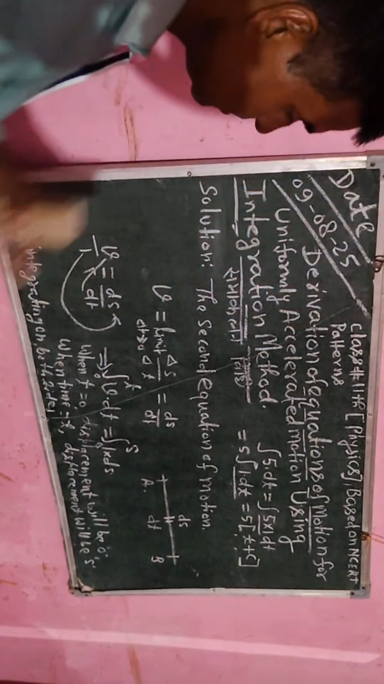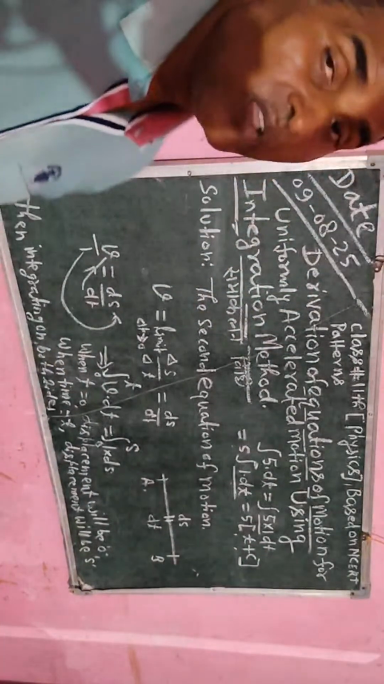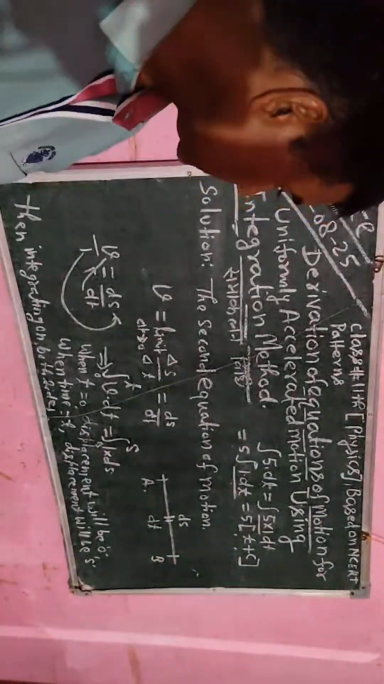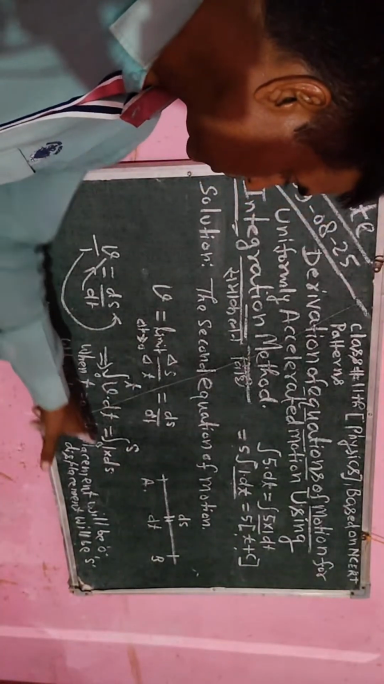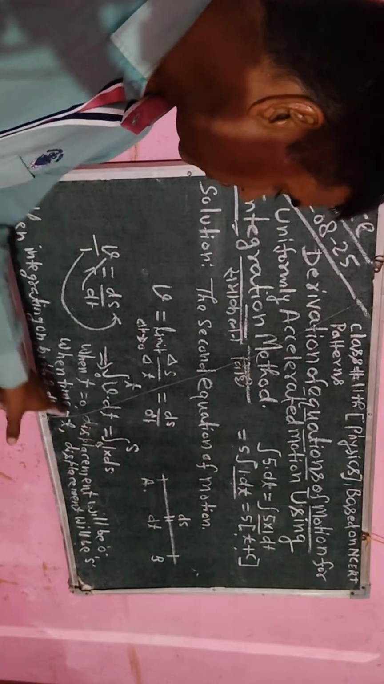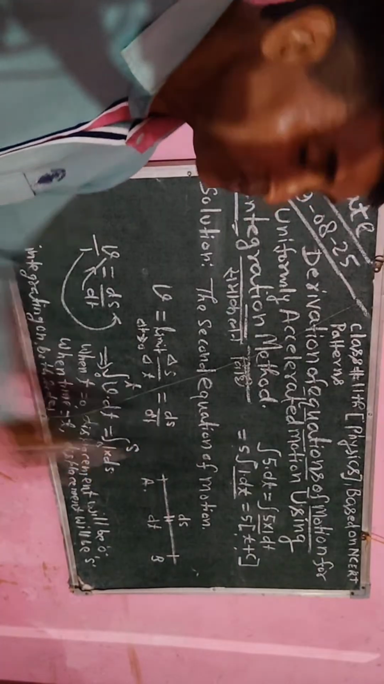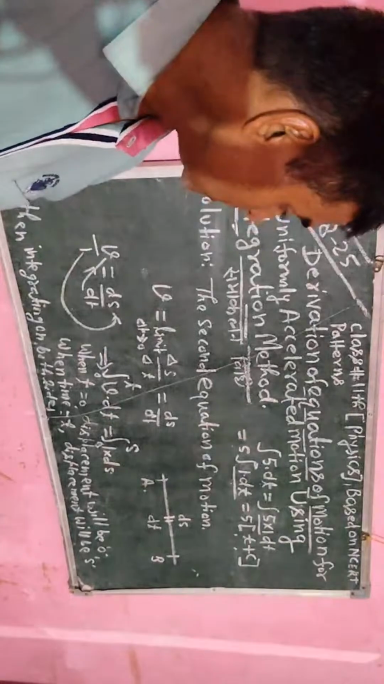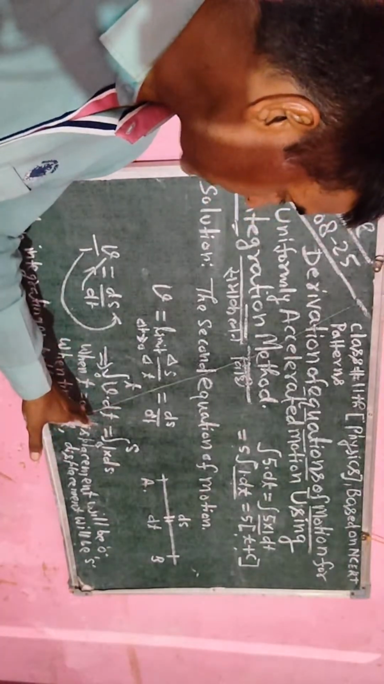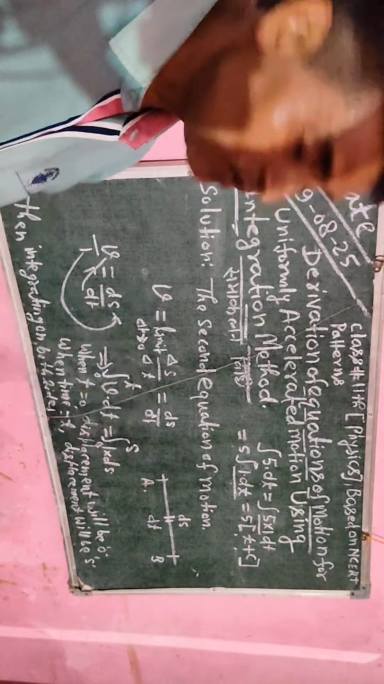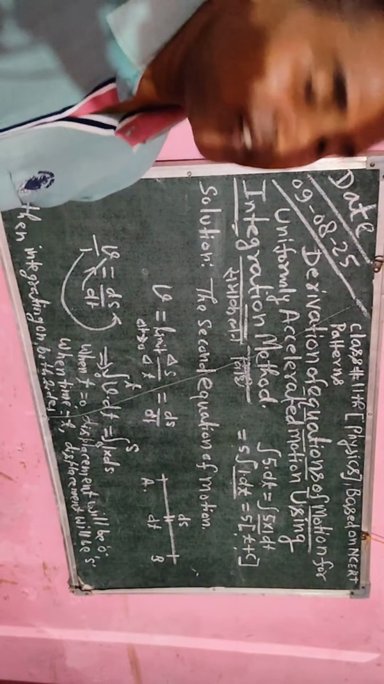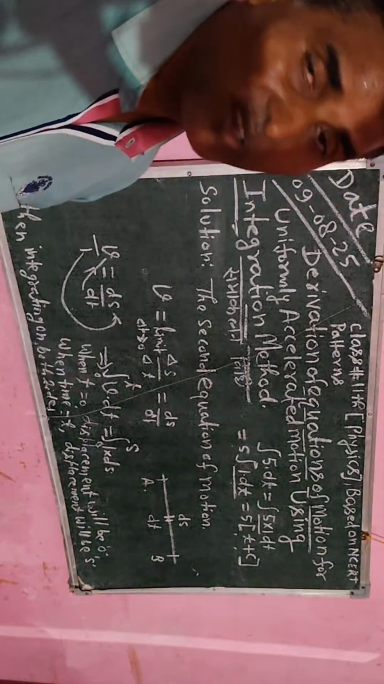So this concept I have to use properly for getting its value. Okay, student, when time is 0, displacement will be 0. When time is t, displacement will be s. So I will use the concept of integration method, and after integrating I will get its value.